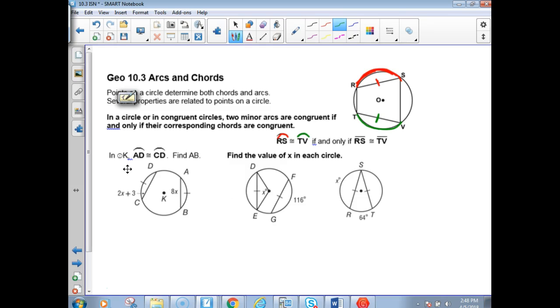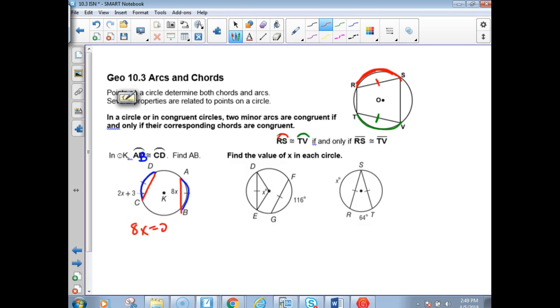So if we've got the circle with center K and arc AD, this is a typo. I can see that right away because I don't know how we didn't catch this before we printed it. It should be arc AB. Please change that D to a B. So if arc AB is congruent to arc CD, then that would mean that the chords are congruent. So segment CD is congruent to segment AB, so we can set it up.